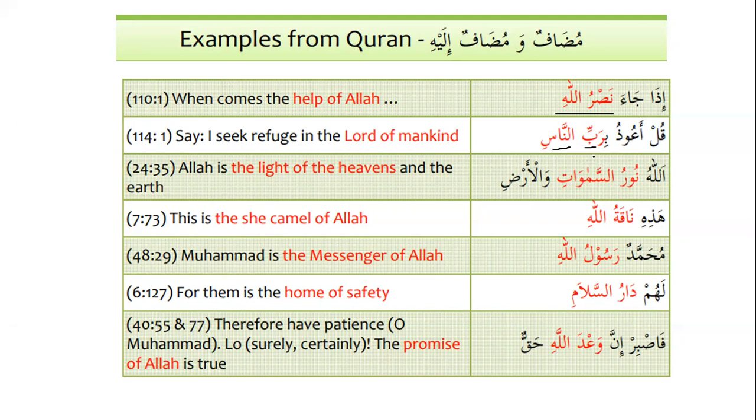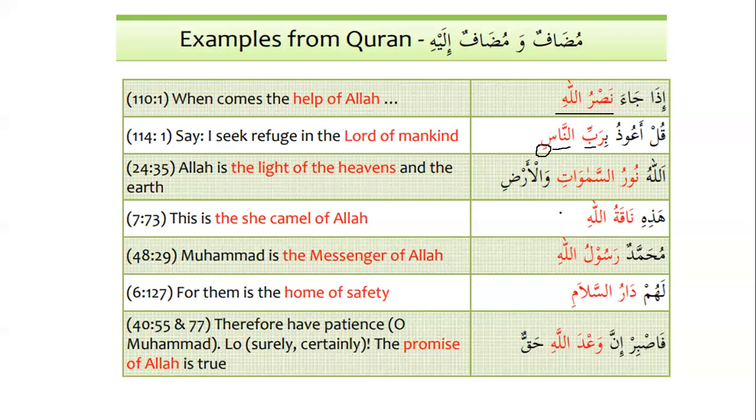So here, as we have discussed today, mudaf can be marfu, it can be mansub, and it can be majroor. However, mudaf ilayh will always be majroor. So it's confirmed now. Allahu nuru samawati wal ard.